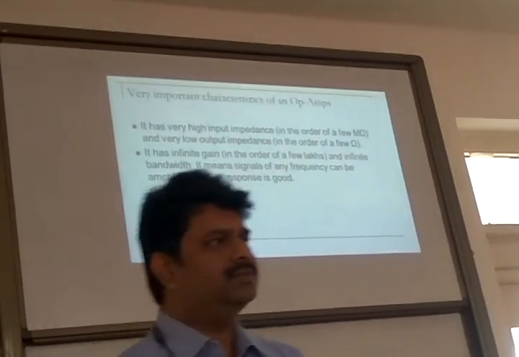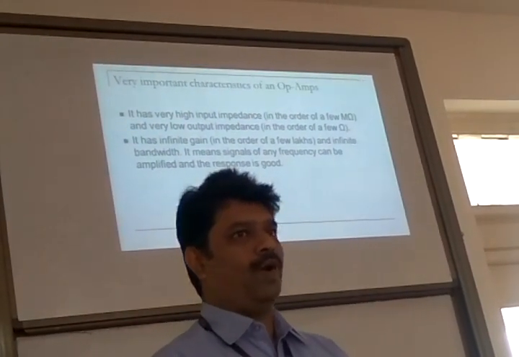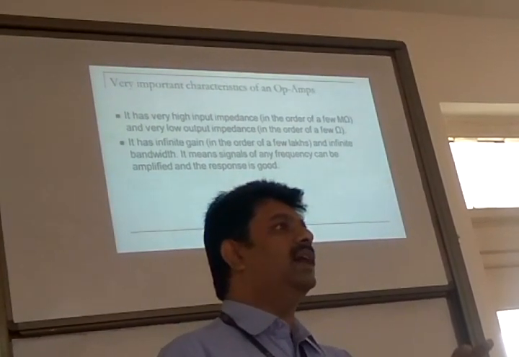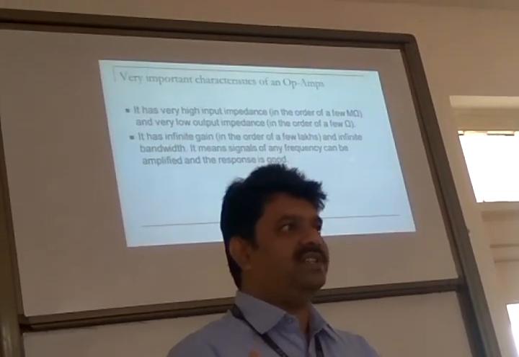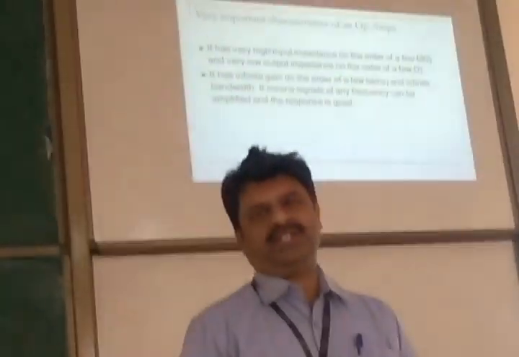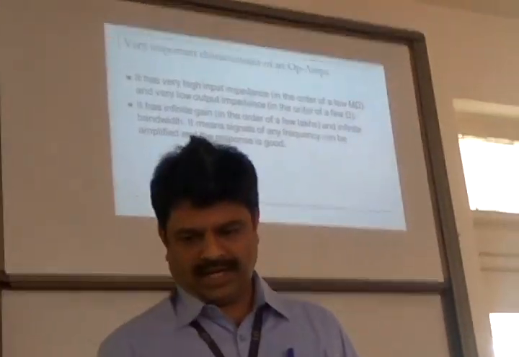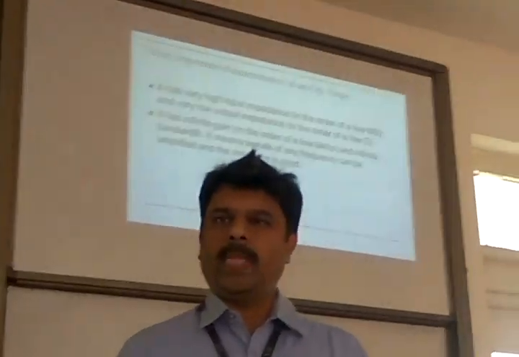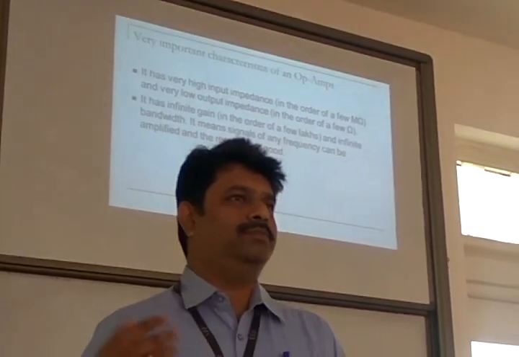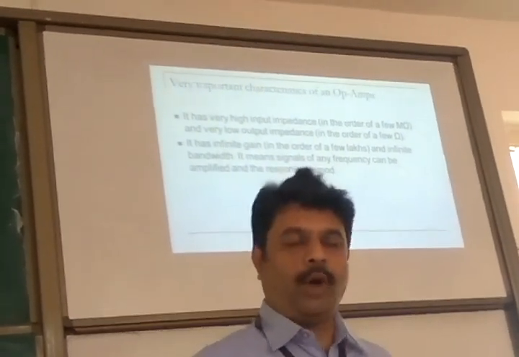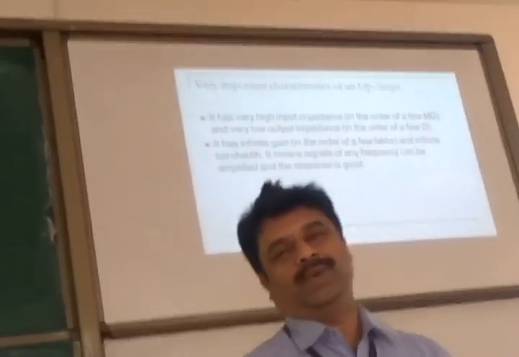What is infinite bandwidth? We already discussed bandwidth. It's a frequency range. A range of frequency. It has a very good frequency range. That means it is not biased towards frequency. Whether you give a very low frequency, as good as a DC signal, or you give a very high frequency, like a frequency of megahertz, gigahertz, and things like that, the operational amplifier will treat all of them almost equally.